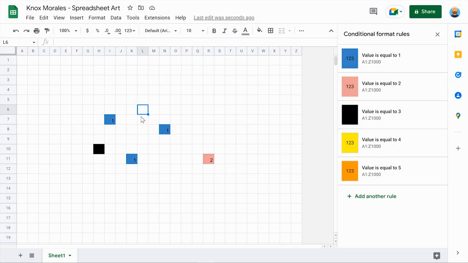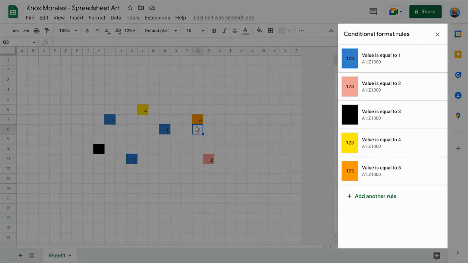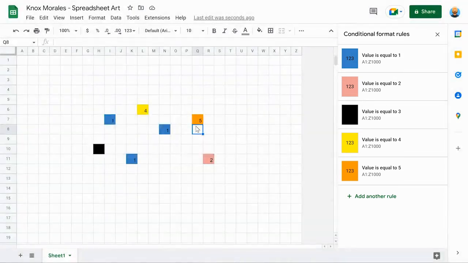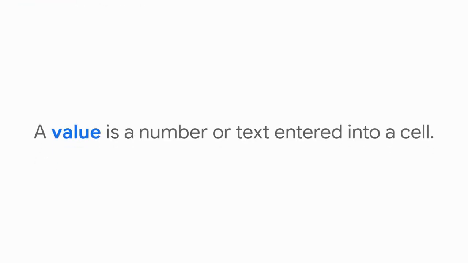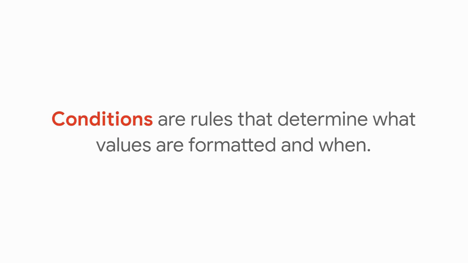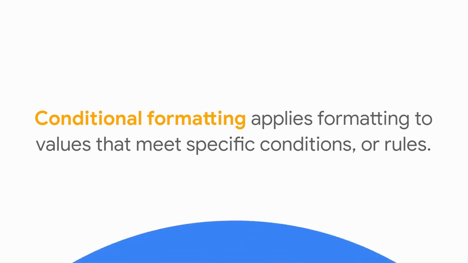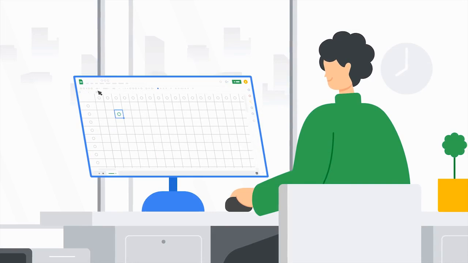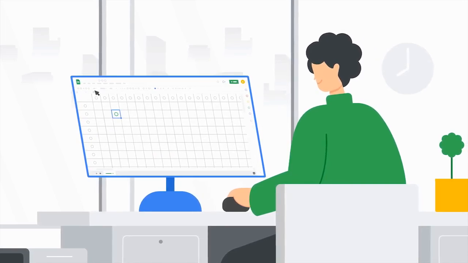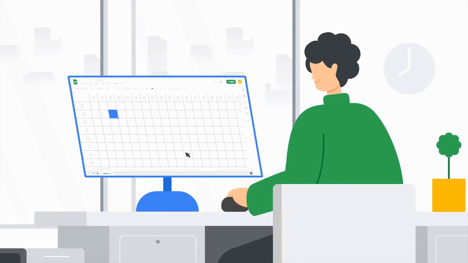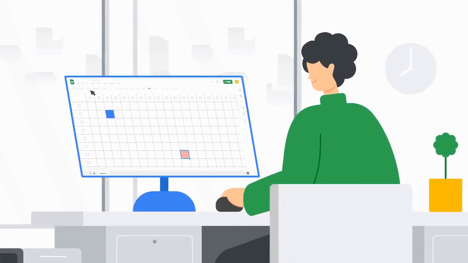In this video, you'll use conditional formatting to add color to your project. Conditional formatting changes how cells appear when values meet specific conditions. A value is a number or text entered into a cell. Conditions are rules that determine what values are formatted and when. Conditional formatting applies formatting to values that meet specific conditions or rules. For example, you might set the condition that if a cell contains the value 1, the cell is formatted to turn blue. But if the cell contains the value 2, it turns pink.